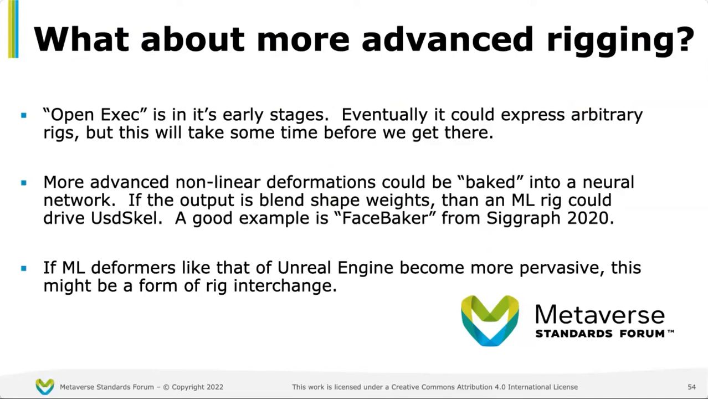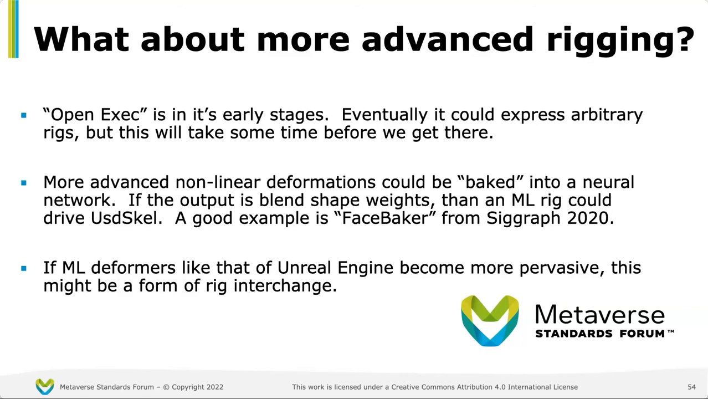This brings us to the topic of what about more advanced rigging? There's a lot beyond just linear blend skinning and blend shapes. OpenUSD has announced OpenExec, which is a project in its early stages that will eventually have an execution engine within USD that opens the door to expressing rigs in USD, the arbitrary rigs potentially. And it appears that we're using Presto's rigging system as a framework for this, but don't hold your breath. This is going to take a couple of years, I think, to get out there. But that, I feel like, is the direction things are going.